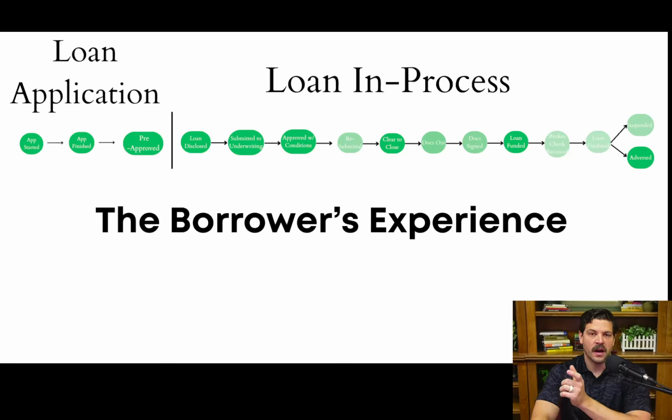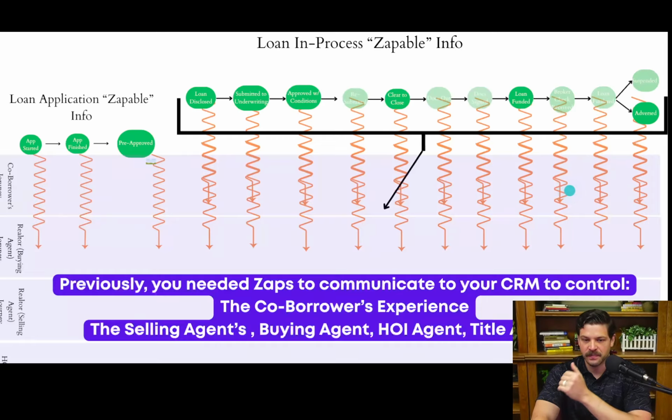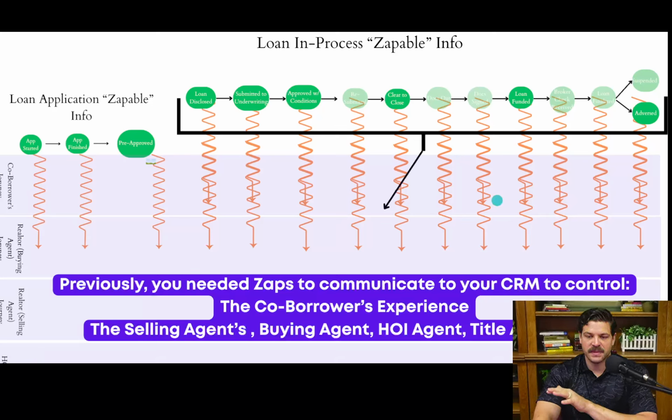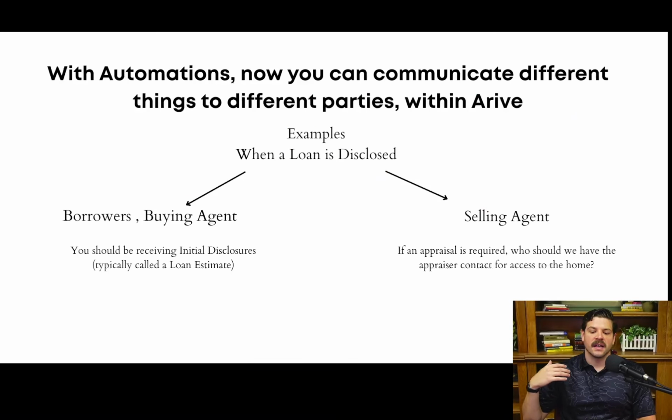This is the beautiful thing about Arive. You can customize your emails, but you can also control the borrower's experience and the updates that they're getting. It used to be that you needed a CRM to send zaps to your CRM and then start sending emails to other parties throughout the process. So on the far left here, we've got, what does the co-borrower experience when an app started or loan disclosed or whatever? What does the buyer's agent experience? What about the selling agent? And further down here, I have the homeowner's insurance agent if you want to communicate to them, or the title agent, whatever. You used to have to do zaps, and now you can natively put all these things in Arive through the automation rules.